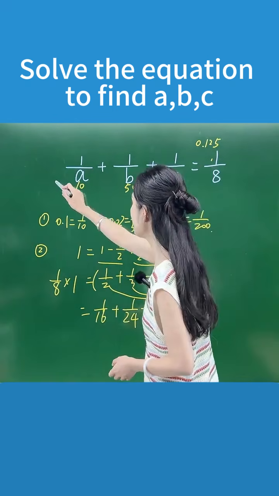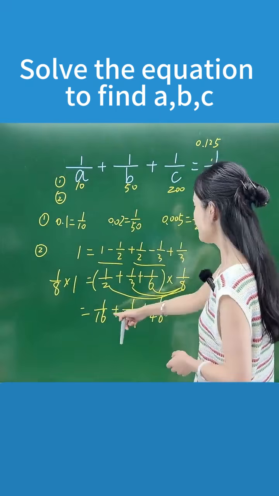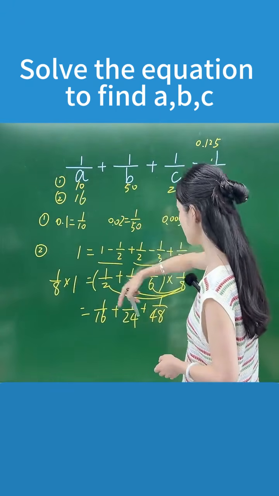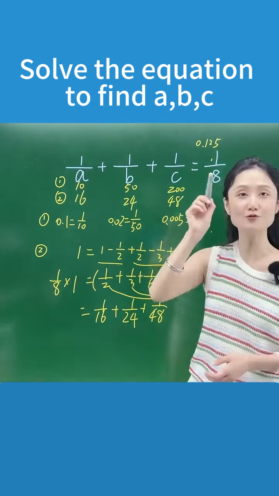So for the first way to fill this in, what we call the eyeballing method, you see I can just write it like this. For the second method, we can also let A equal 16, this one equal 24, and C equal 48. Have you mastered both of these methods?